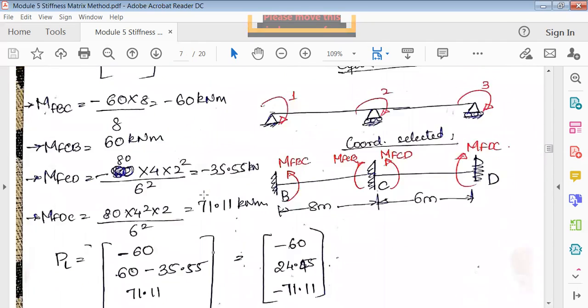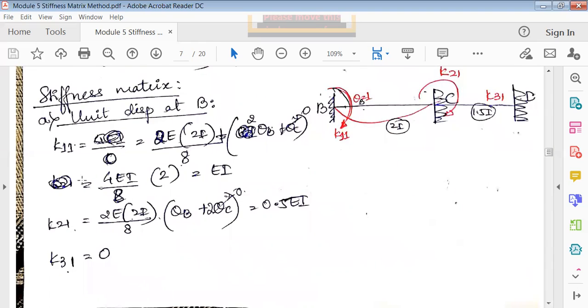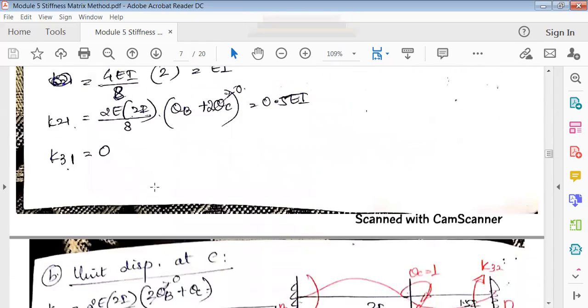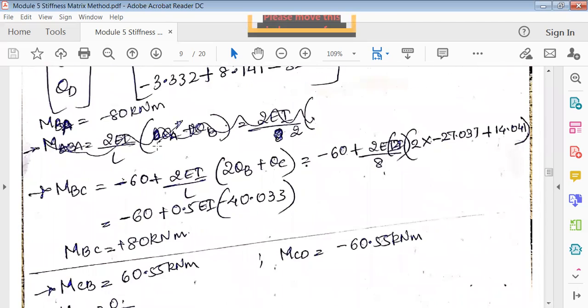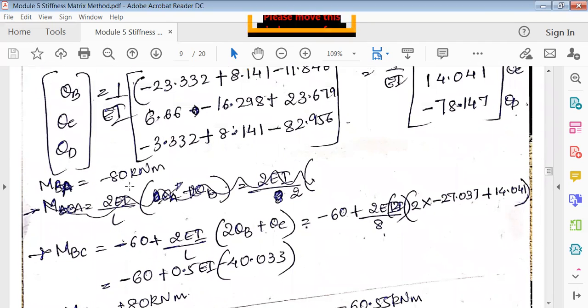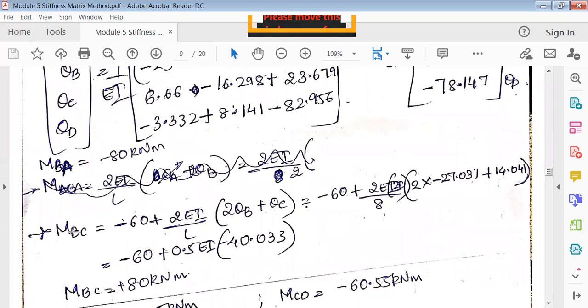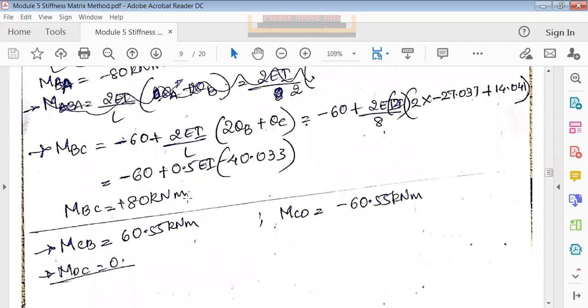Put it back in the equations, that is in this equation. That is MAB. These are again the slope deflection equations. MAB will not exist because it's an overhang. So MBA is nothing but the overhang, which is minus 80. Next, MBC. So MBC is equal to fixed end moments plus 2EI by L, 2 times theta B plus theta C. Find this out, so you got MBC.